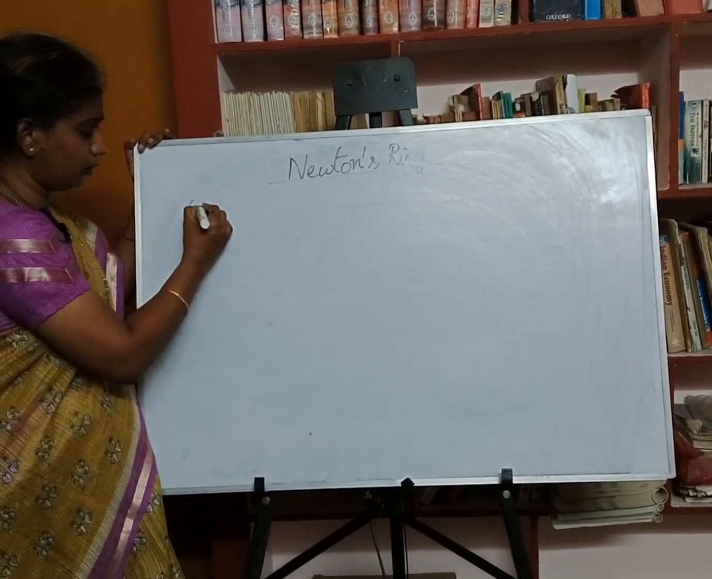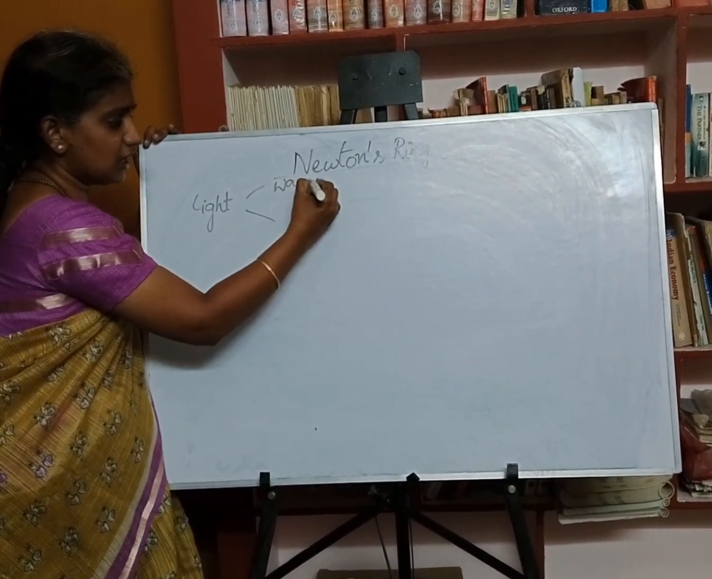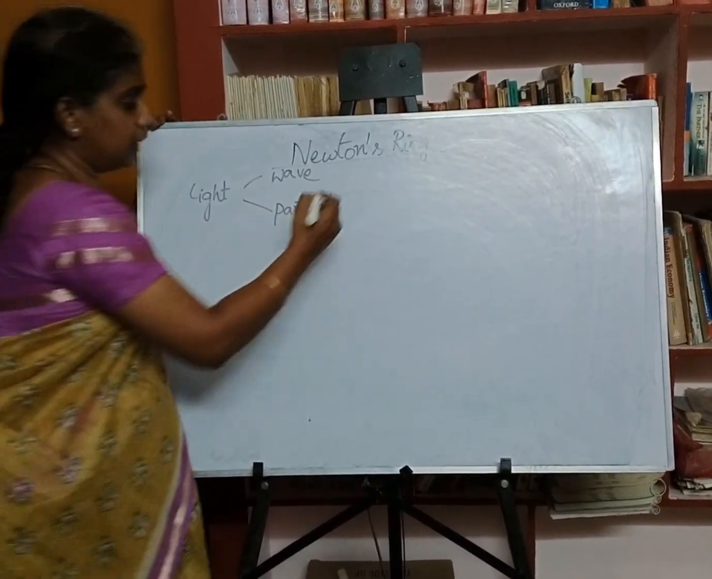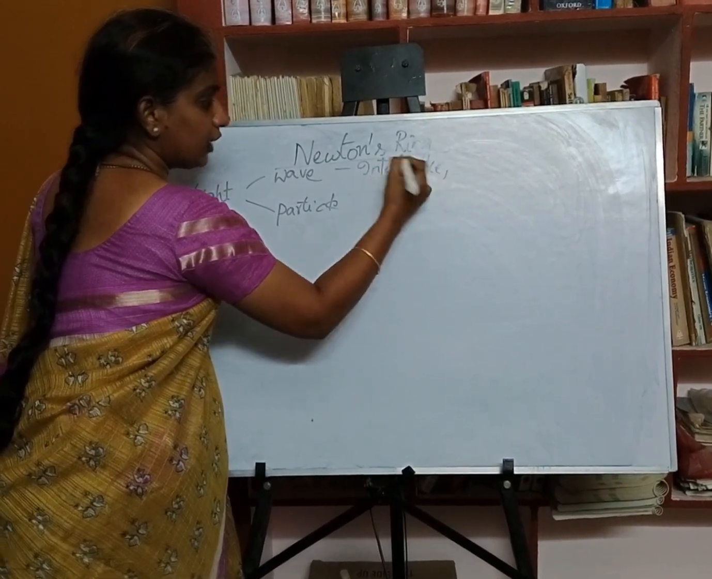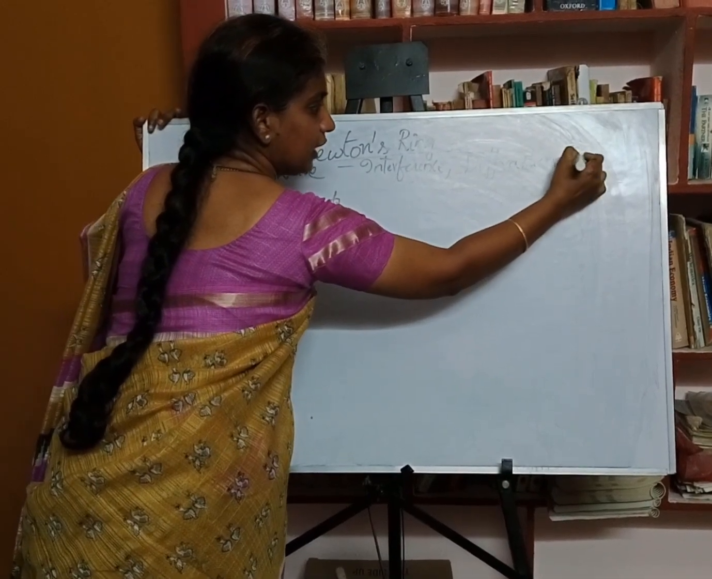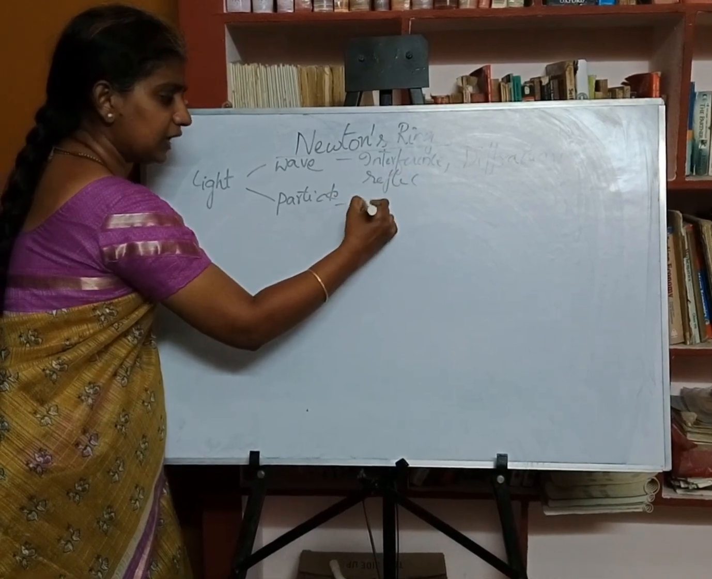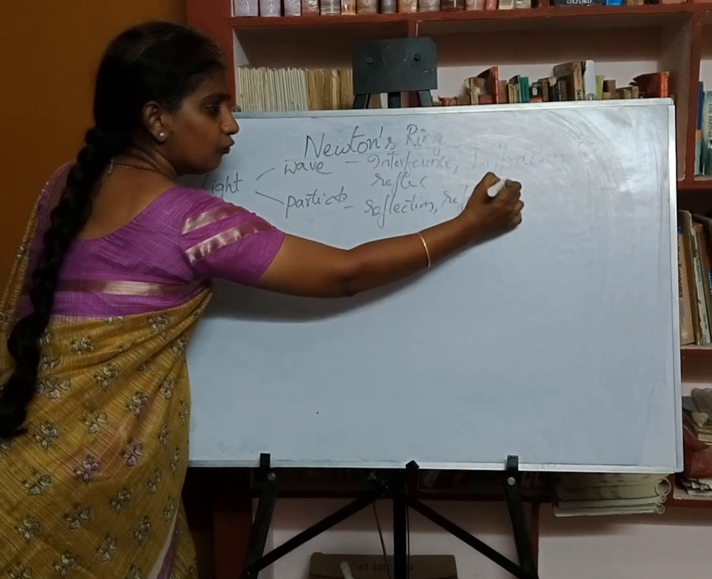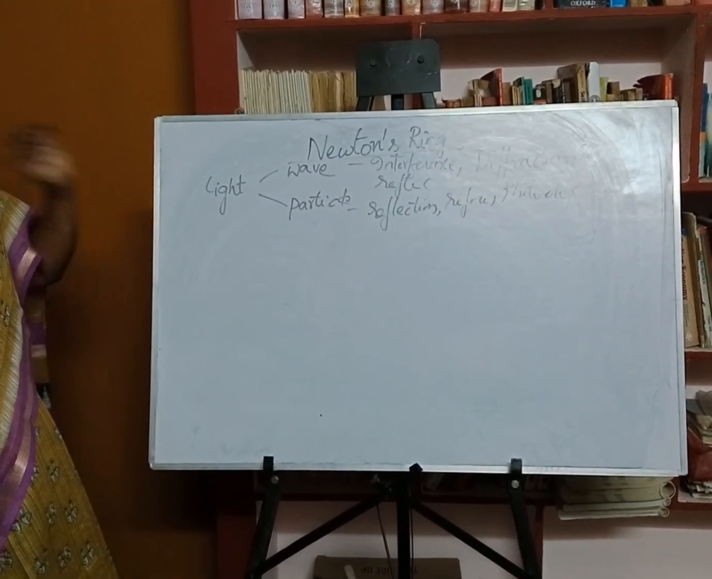We have learnt about light, meaning the dual nature of light, that is wave nature and particle nature. Wave nature could explain phenomena like interference, diffraction, polarization, reflection, refraction, etc. Particle nature could explain reflection, refraction, the photoelectric effect, and many more. Okay, these are what we have learned.